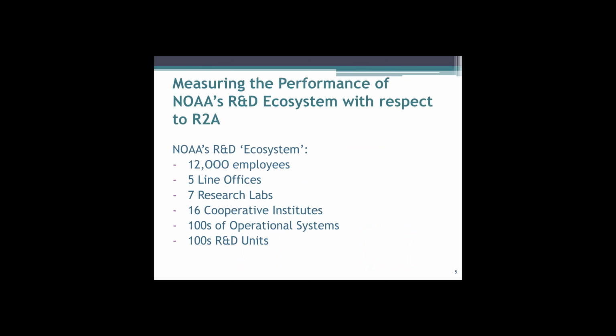So the real concern in NOAA, and this concern is growing, is measuring the performance of NOAA's R&D ecosystem, as I'm calling it, with respect to research to application. What I mean by ecosystem is that in NOAA we have about 12,000 employees, 5 line offices, 7 research labs, 16 cooperative institutes, hundreds of operational systems, and hundreds of R&D units which develop new science and technology. This ecosystem has served NOAA very well over the years. There in fact is a collection of ecosystems. There may be the weather R&D ecosystem, the ocean R&D ecosystem, etc.